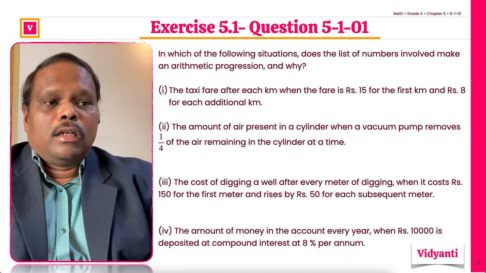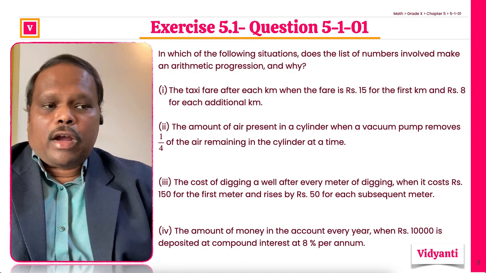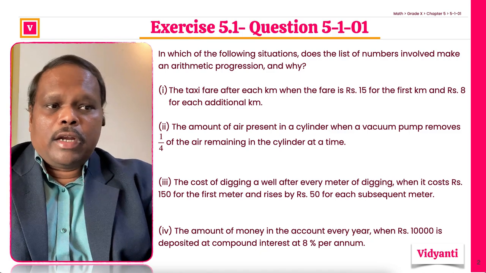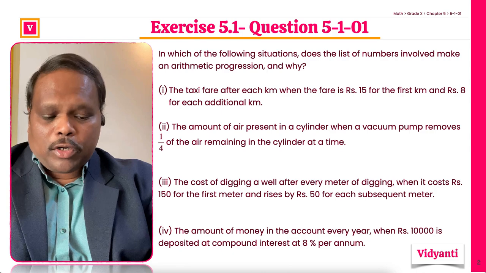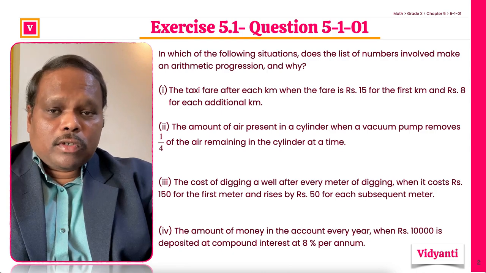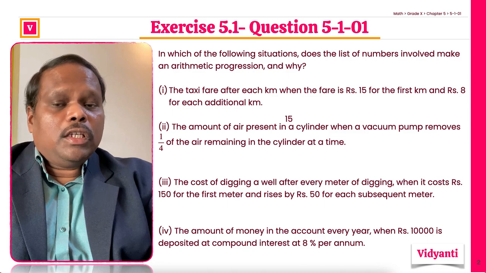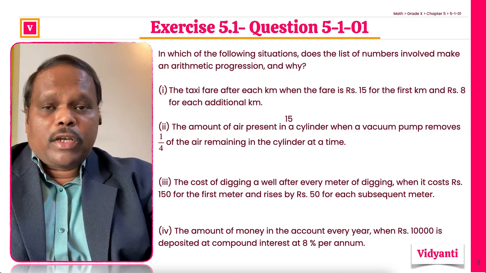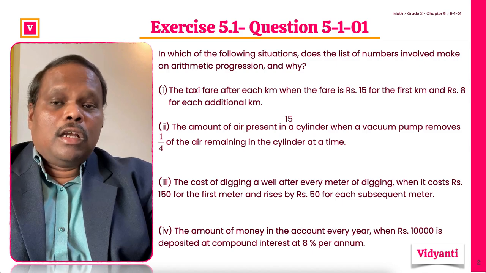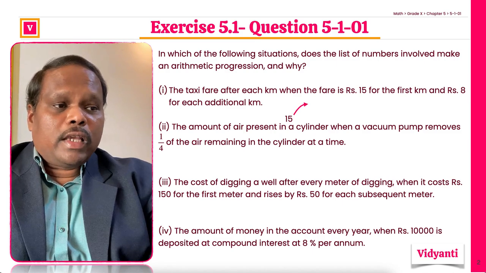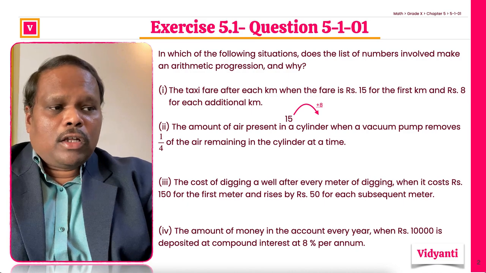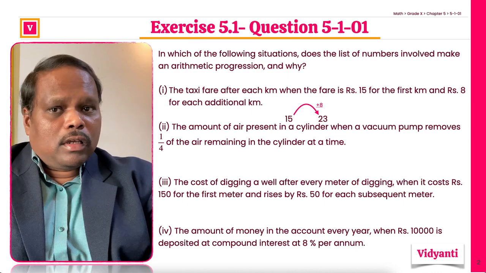So let's begin. The first question is the taxi fare after each kilometer, when the fare is 15 rupees for the first kilometer and 8 rupees for each additional kilometer. So if I use the taxi service for just 1 kilometer, I will have to pay 15 rupees. But for each additional kilometer, I will have to pay 8 rupees extra. So that means if I use the taxi service for 2 kilometers, I will have to pay 15 plus 8 equal to 23 rupees. And with that logic, I can expand this further.